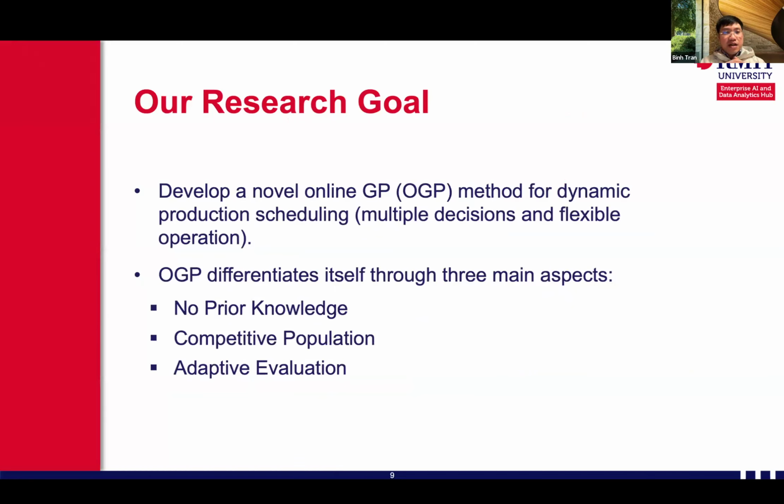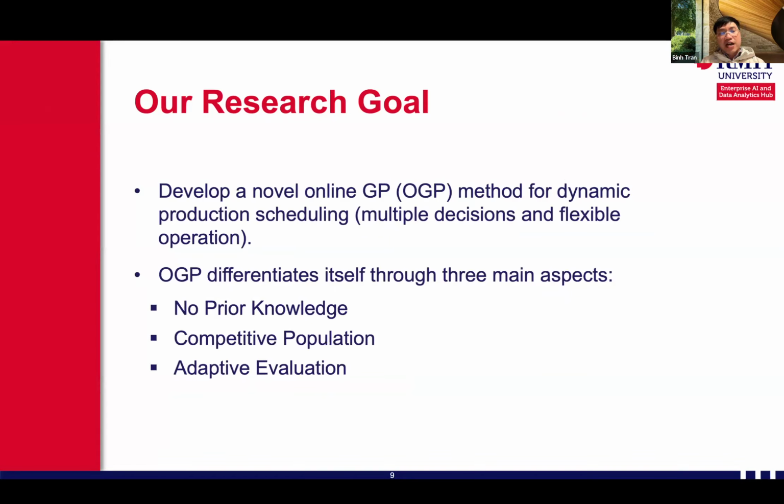Okay, so in this paper, our goal is to develop a new online genetic programming method for dynamic process scheduling. In this case, we also have multiple decisions, and we have flexible operations. The domain we want to apply this to is called flexible job shop scheduling. And these OGP, or online GP methods, differ from the others in three main aspects.